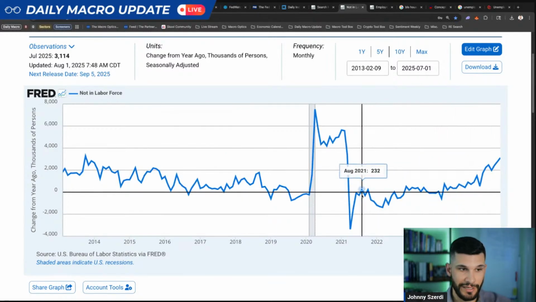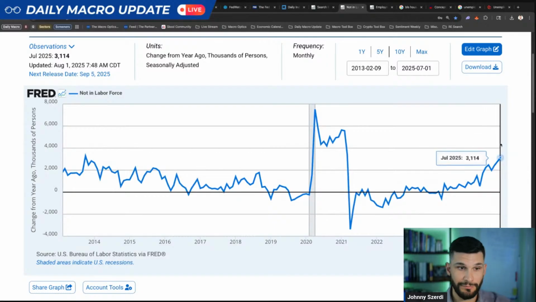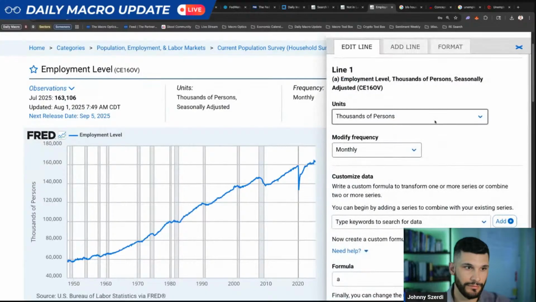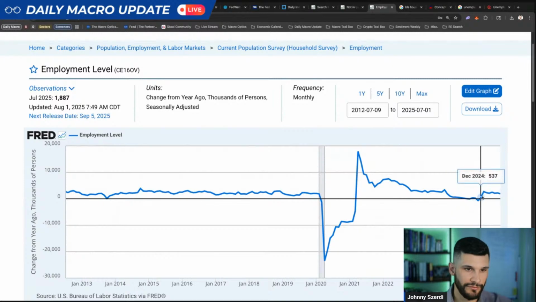This was pretty much flat from 2021 until December of 2023. All of a sudden, in late 2024, there's been a massive rise in the number of people not in the labor force. What about employed? So employed, you've had a little bit of a spike this year, but still remains relatively flat.